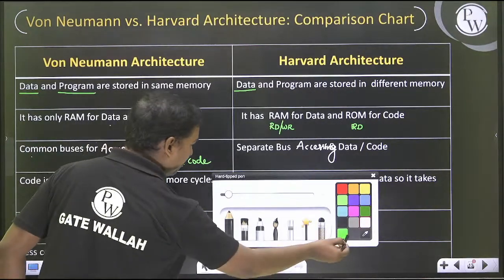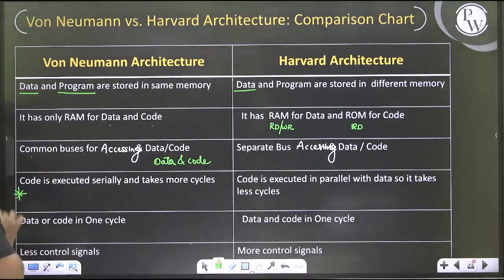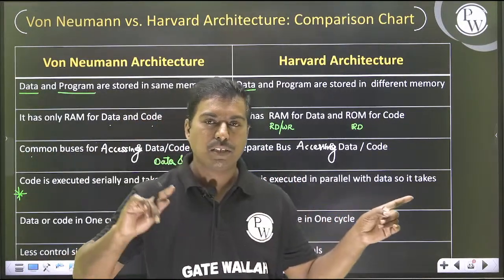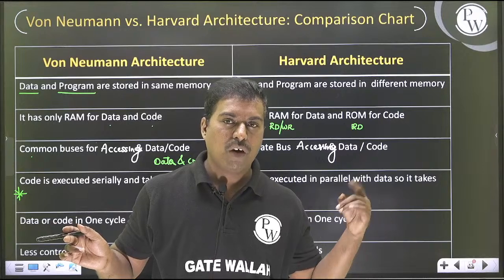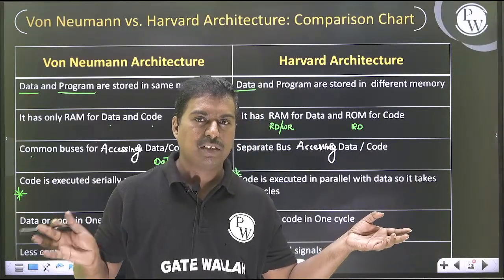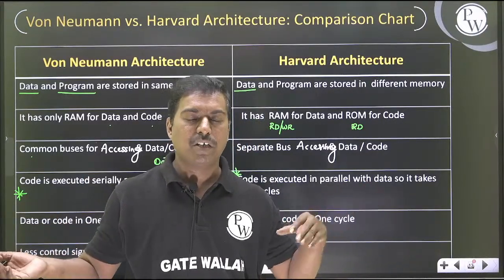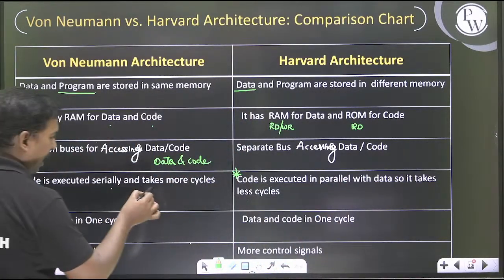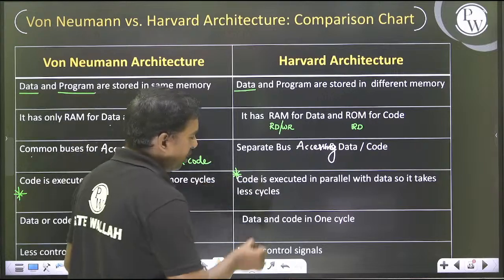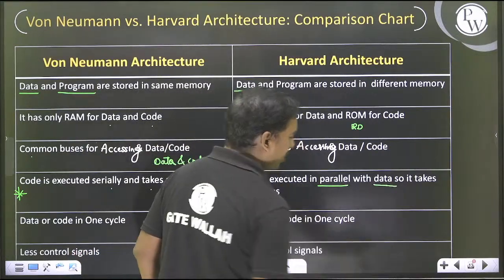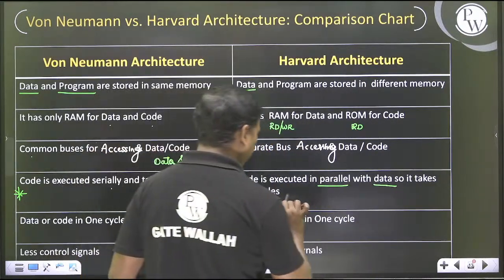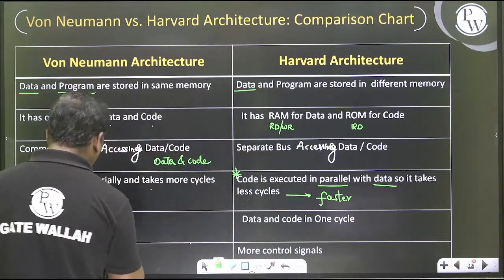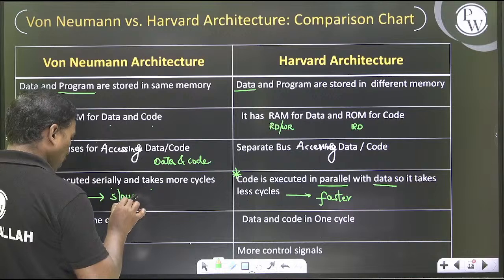Try to understand. In Von Neumann architecture, in Harvard architecture we have a separate bus for the code as well as a separate bus for the data. So in Von Neumann architecture, if you are accessing the code, you cannot access the data. Similarly, when you are accessing data, you cannot access the code. So it takes time. So code is executed serially and takes more cycles. But here code is executed in parallel with the data, so it takes fewer cycles. So it is faster. Harvard architecture is faster. Von Neumann architecture gives the slower result.